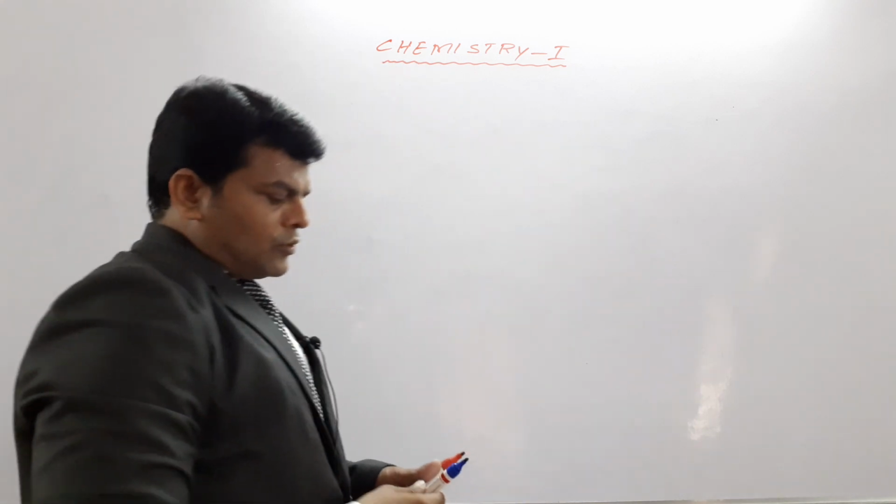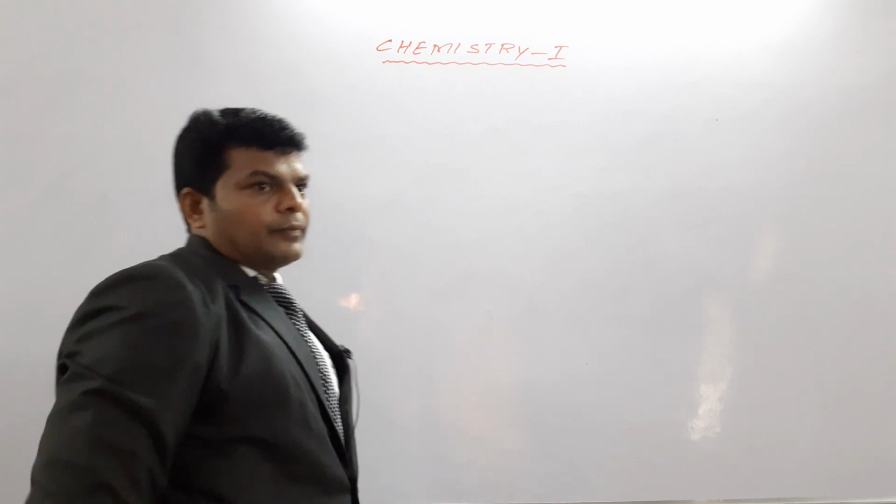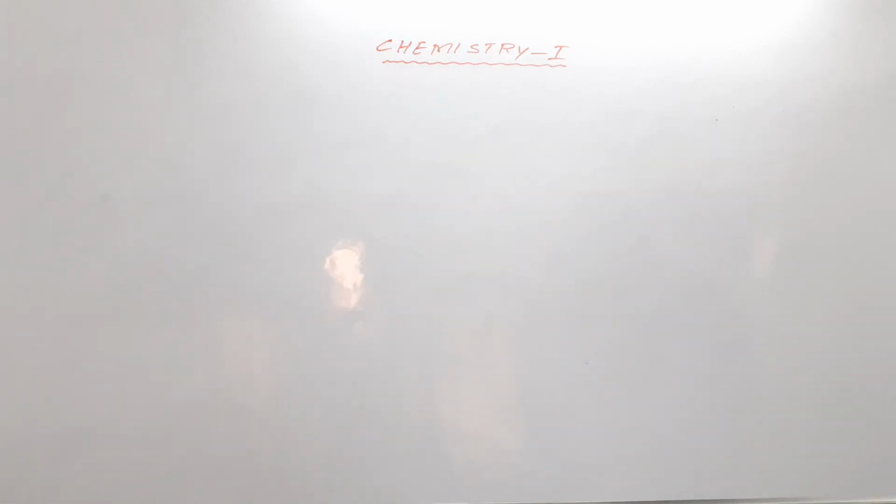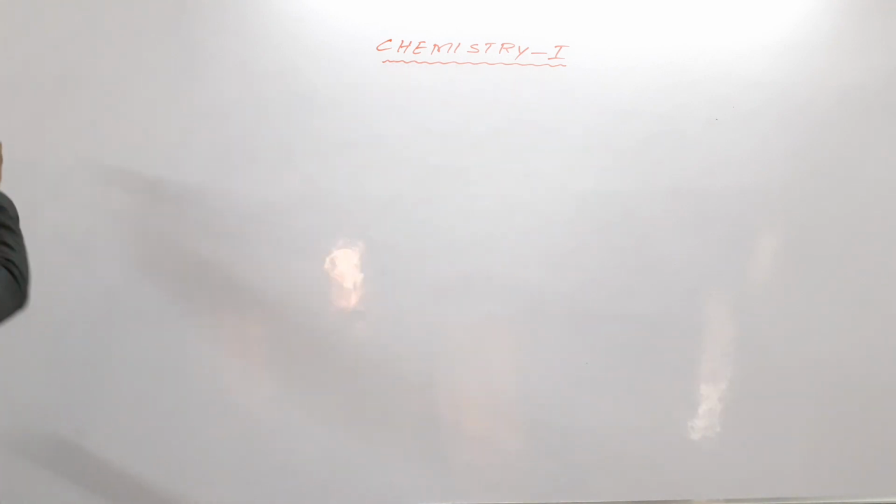Next, you have to know some problems which are given in our textbook. Problem 1.1. Calculate the number of protons, neutrons and electrons. So this is the problem. I am going to write. See, problem 1.1.